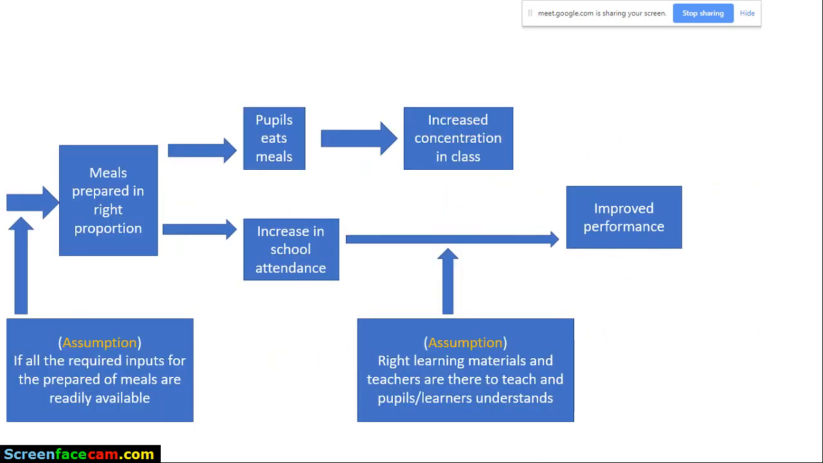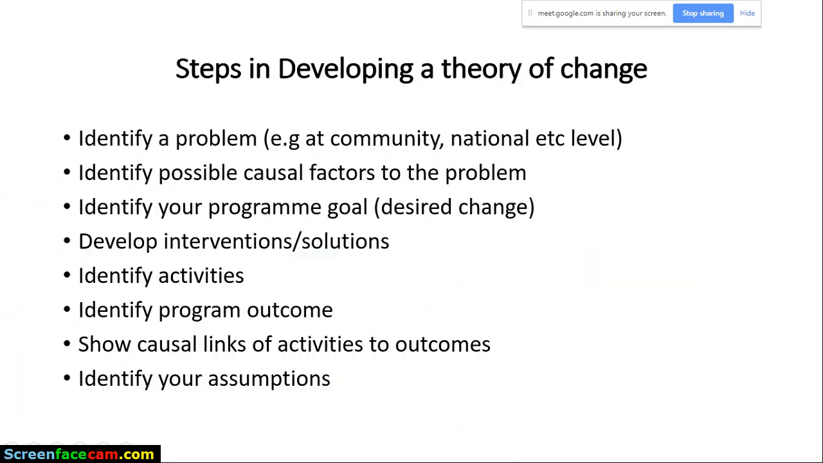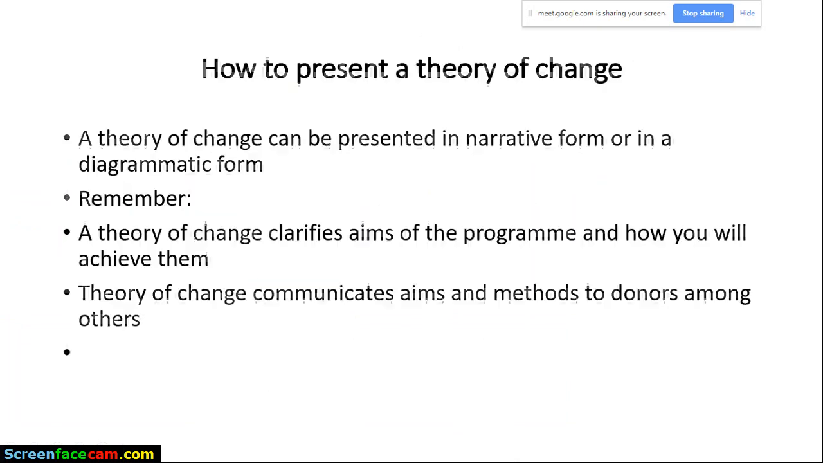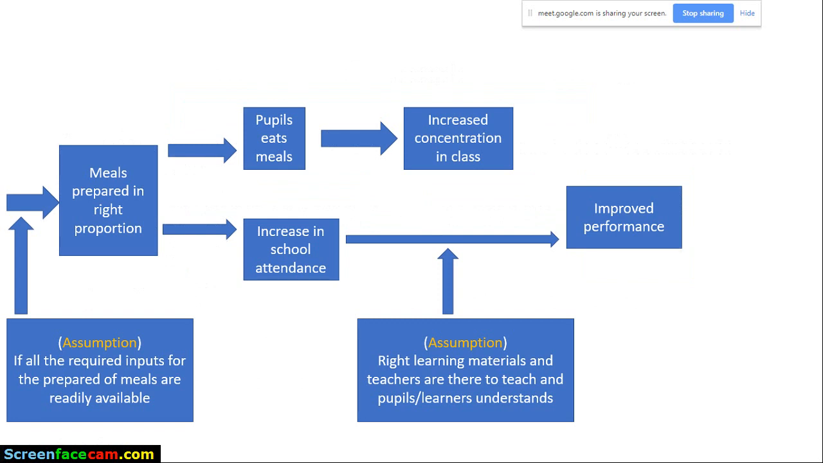Okay, this is an example here. Are you able to see this theory of change? Exactly. So the first thing here is starting with an assumption. So I'll take you back here. You see that? Identify your key assumptions here. So there's this assumption here, which is if all the required inputs for preparing of meals are readily available, if that assumption is made, this assumption is leading to what? Exactly. So if this assumption is met, then meals will be prepared in the right proportions.